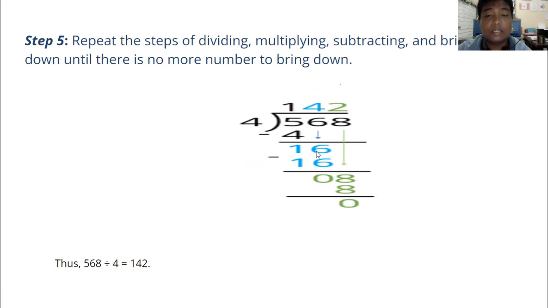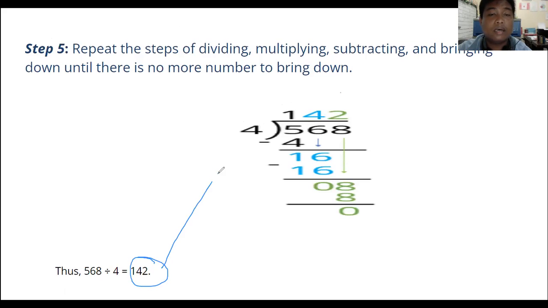So 16 divided by 4 is 4, no? Because 4 times 4 is 16. Then 0. Then bring down 8. Then 8 divided by 4 is 2, no? Because 4 times 2 equals 8. Then 0. Thus, the answer is 142. Now, if you multiply 142 by 4, the result will be 568. It means that the answer is correct.